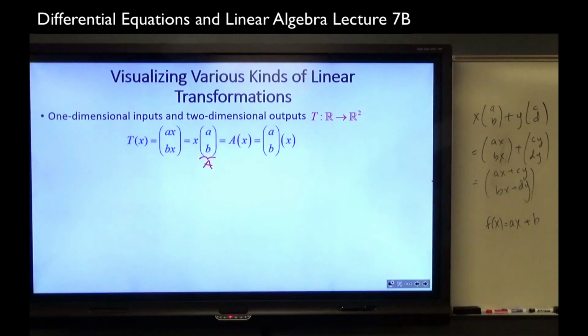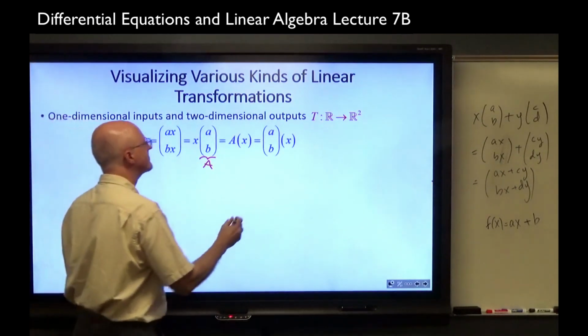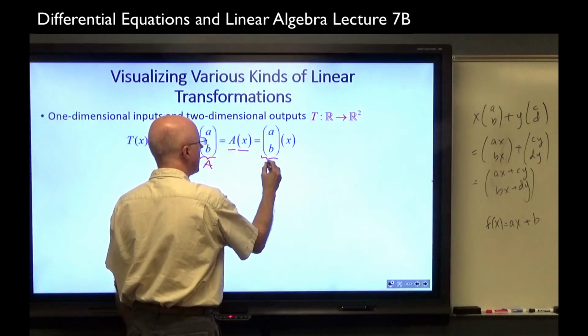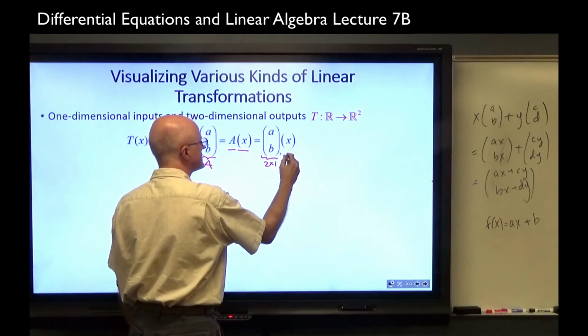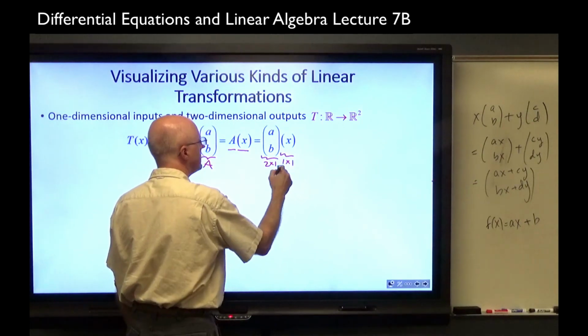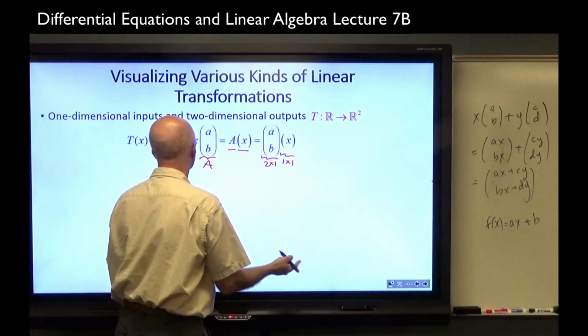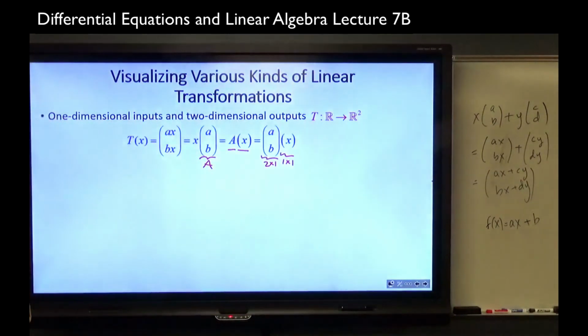And I could then think of that also as the matrix A times the vector X, where A is now 2 by 1. This is 1 by 1. Those inner numbers match, so I can do the multiplication. The answer is going to be 2 by 1. The answer is a two-dimensional vector as well. Okay? It's confusing, I know. You just got to keep thinking about it.